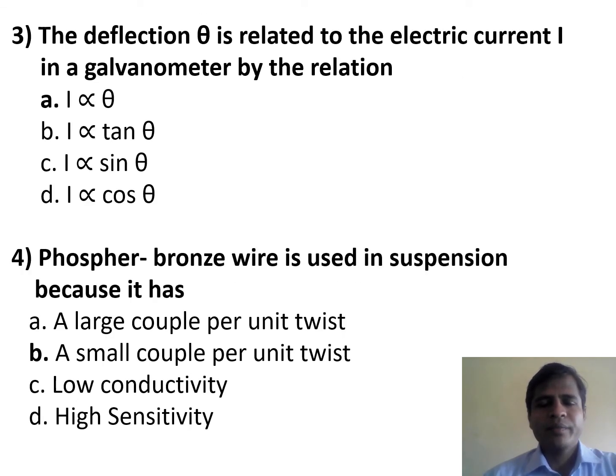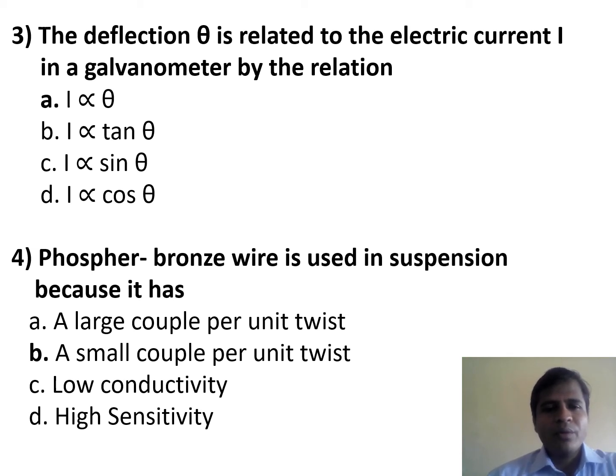Question number 3. The deflection theta is related to the electric current I in a galvanometer by the relation. We have 4 options. Option A, I proportional to theta. B, I proportional to tan theta, C, I proportional to sin theta, and D, I proportional to cos theta. The correct answer is I proportional to theta, because from the equation, that is torque C theta is equal to N into I into B into A, I is directly proportional to the deflection, that is theta. So the correct option is A.